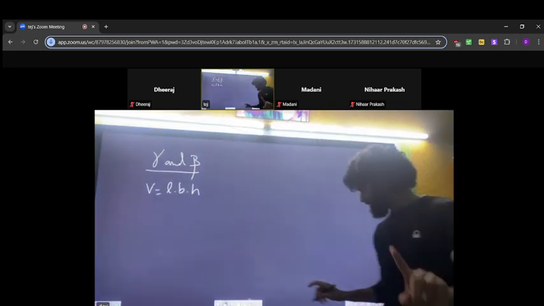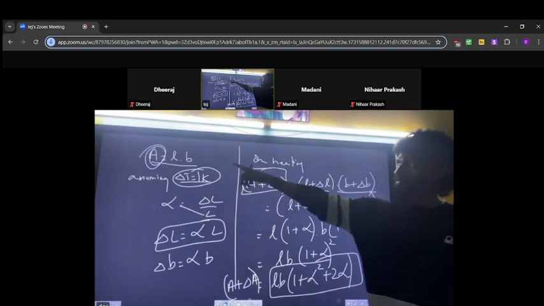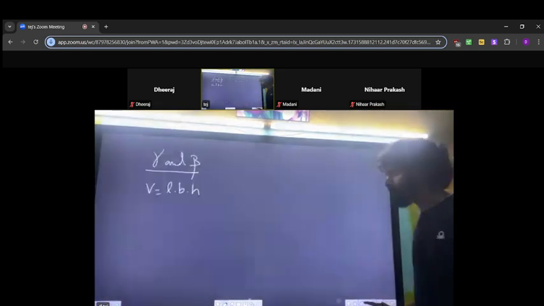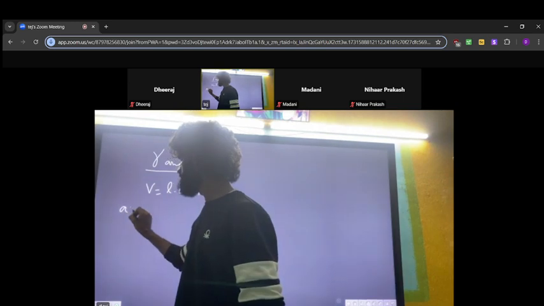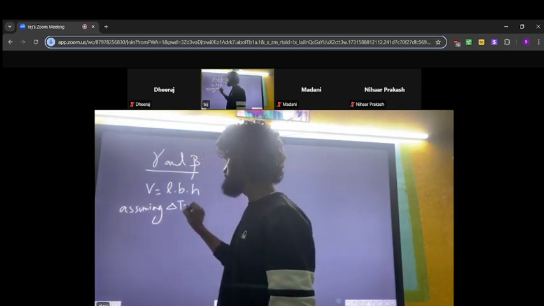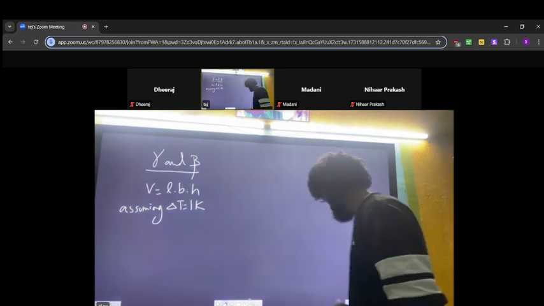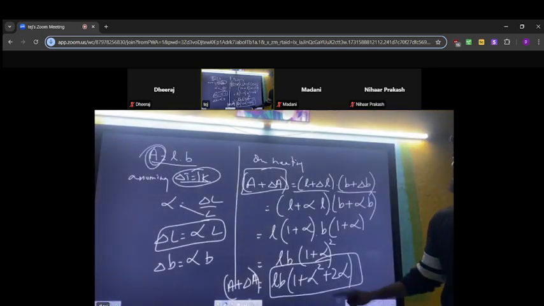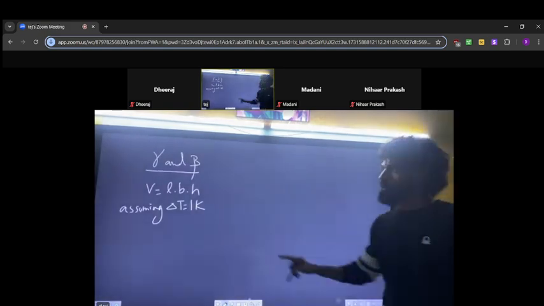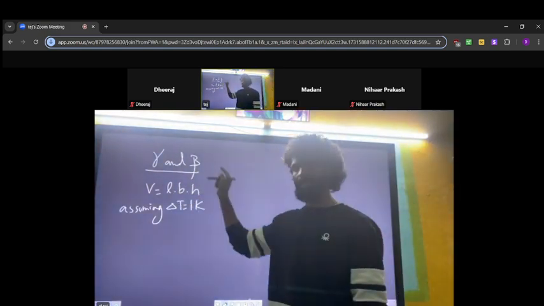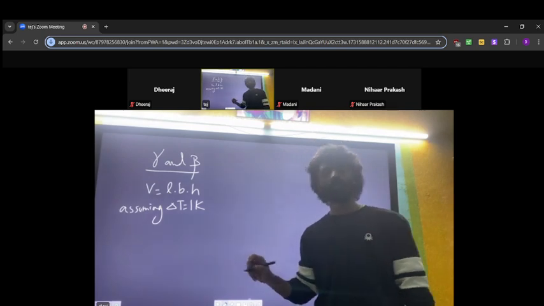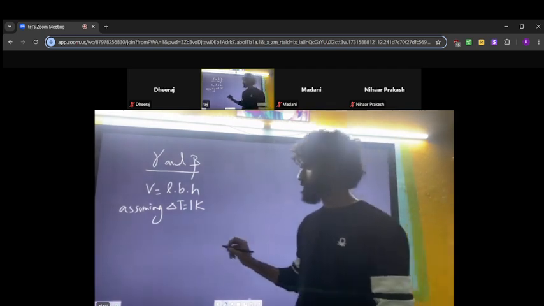Now wait. Same thing we'll do. After writing the formula, we assume what? Delta T equals 1 K. Same thing right here also. Assuming delta T is equal to 1 Kelvin. Next, I'm supposed to find delta. Because volume depends on length, breadth as well as height, everything will increase. So I'll find the value of delta L using the first formula, alpha's formula.